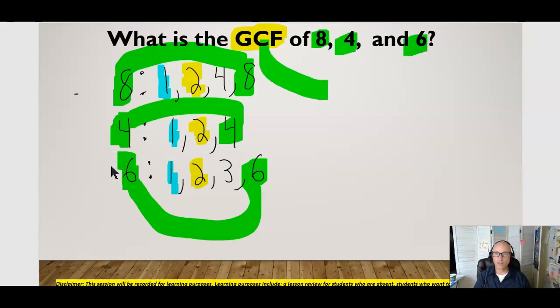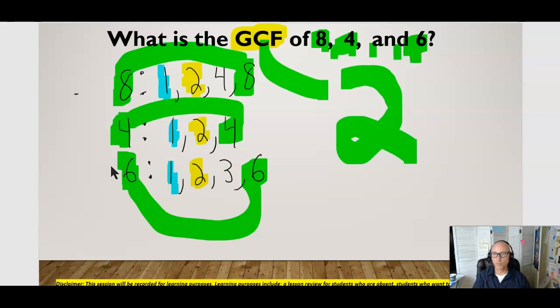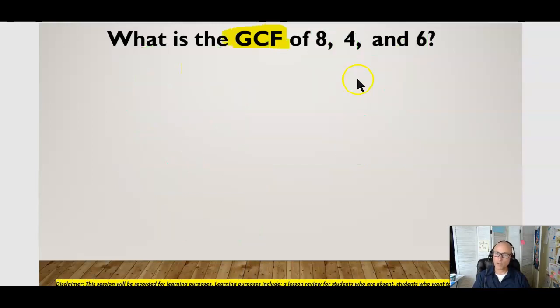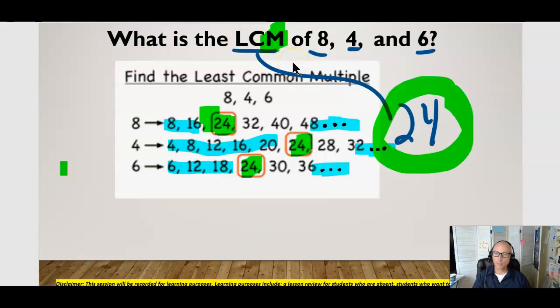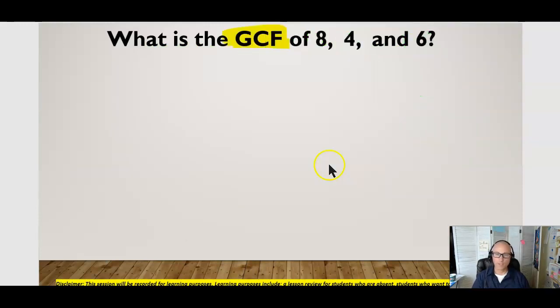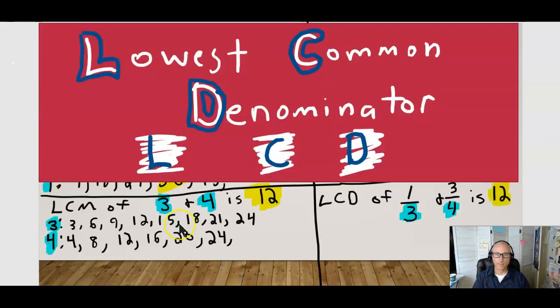What's the greatest common factor? You would think great means bigger, but nope, it's 2. It's actually smaller than these numbers that we started with. What about multiple? Multiple is bigger than these numbers that we started with. Okay, let's go on to see what's next.